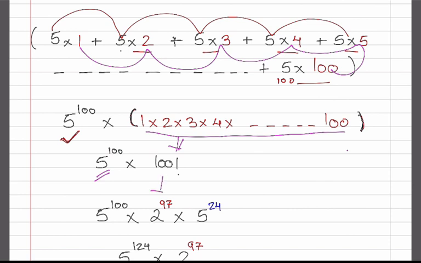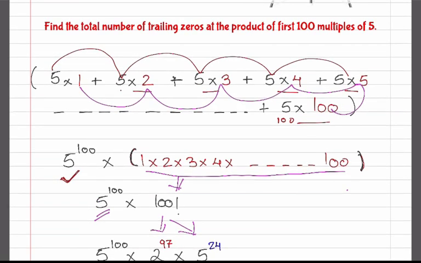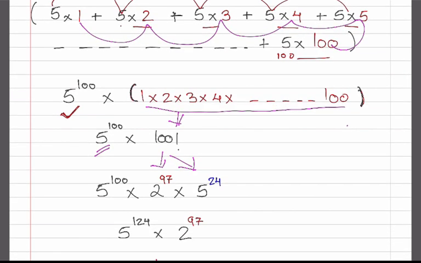We just found out, 97. In 100 factorial, what is the highest power of 5? We just know, 24. What do you need to find out trailing zeros? The question is asking trailing zeros at the product of this, right? So to form a trailing zero, I need 5 and then 2.